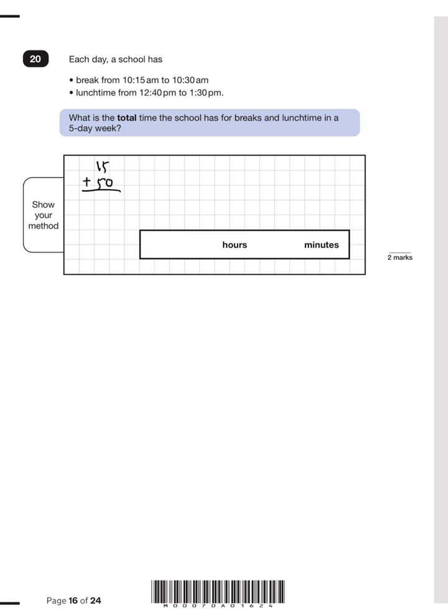15 plus 50 is 65. 65 is an hour, 5 minutes. So that's 1 hour, 5 minutes. And that's for 1 day. We're looking for a 5-day week total. So multiplying this by 5. 1 times 5 is 5. And 5 times 5 is 25. So 5 hours, 25 minutes.